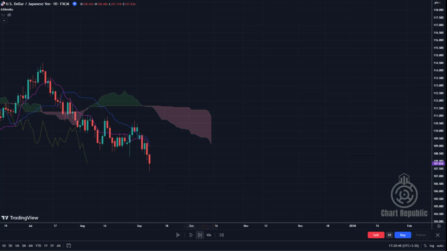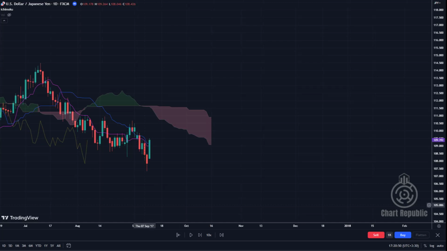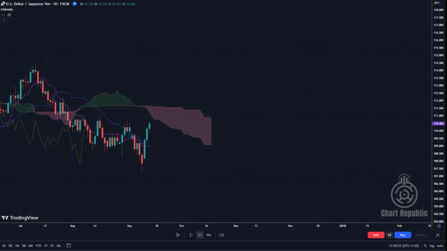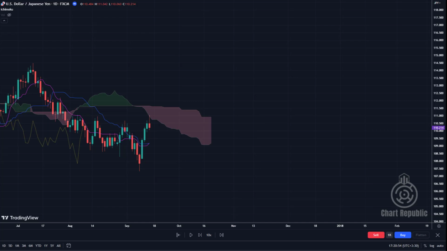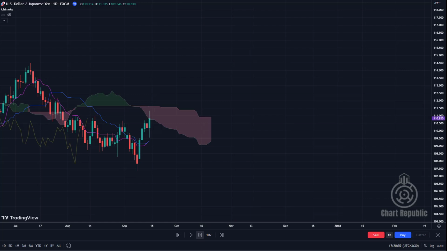The Ichimoku trading system, when used correctly, can meet a significant portion of your trading needs. But when combined with other proven methods like price action, you can get even better results. Let me give you an example to make it clearer.